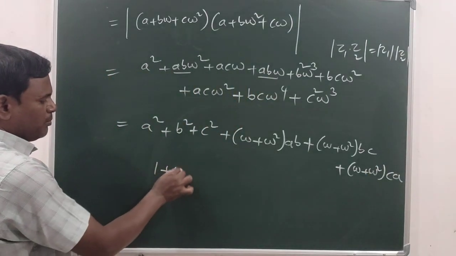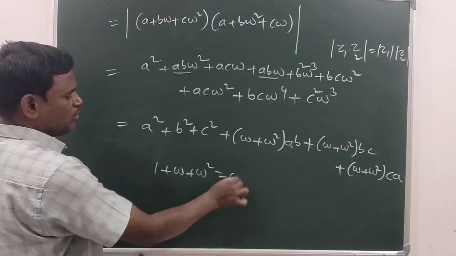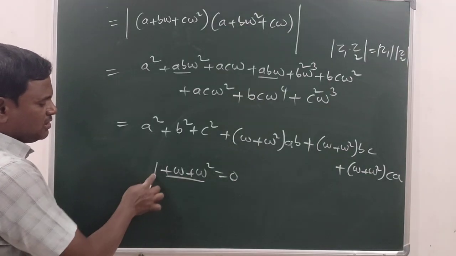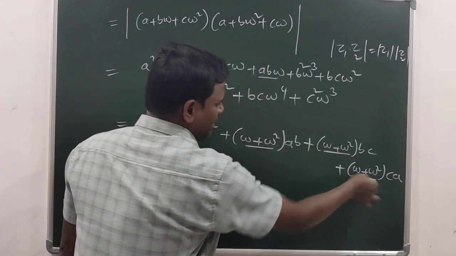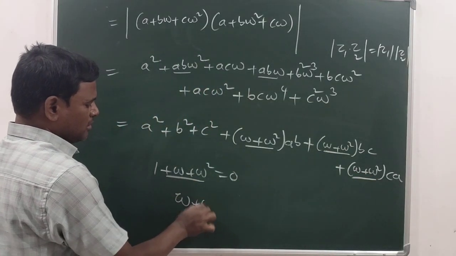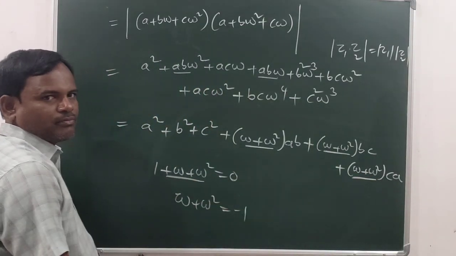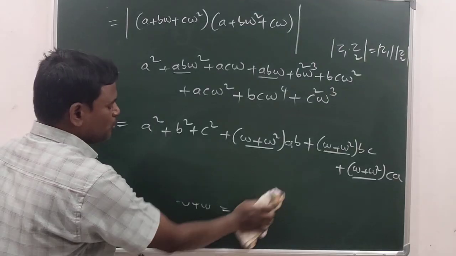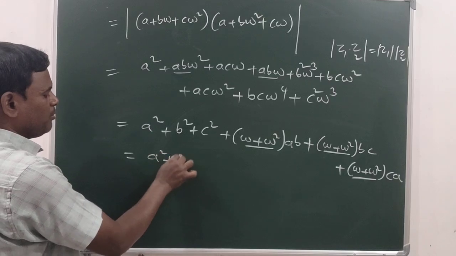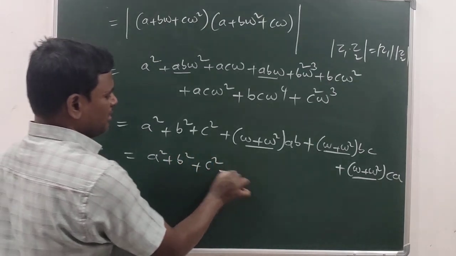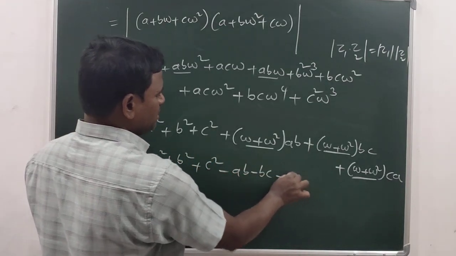But you know this, 1 plus omega plus omega square is equal to 0. Transfer this one to the right side and substitute here and here as minus 1. So on substituting minus 1 in place of these three, it will become a square plus b square plus c square minus ab minus bc minus ca.